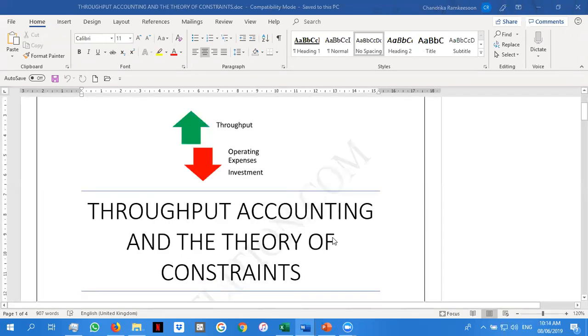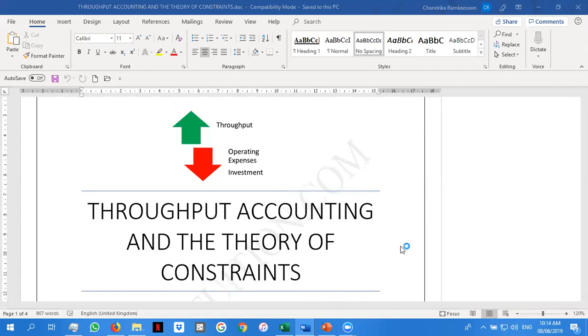Now, as I indicated to you, this is another form of costing, and this is actually the last form of costing that we'll be looking at, along with target costing, marginal and absorption, activity based and environmental management accounting. All those things we looked at. This is the last of the list. It's called throughput accounting and the theory of constraints.